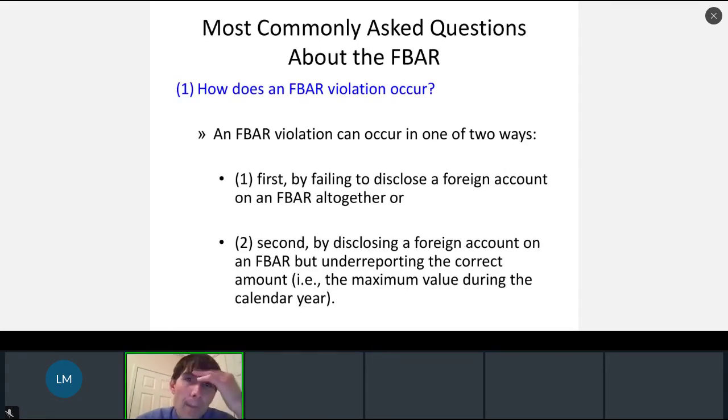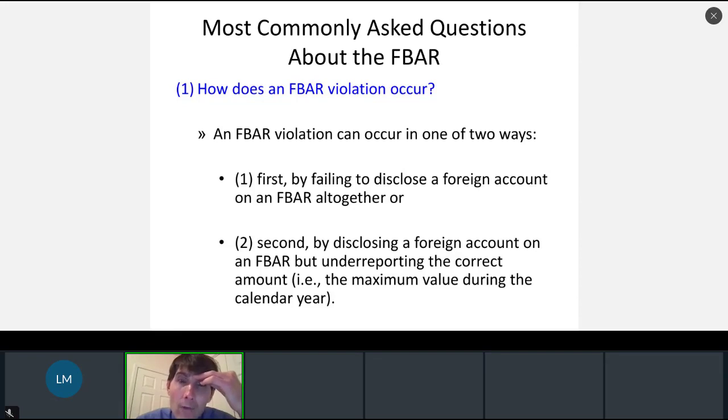These are some of the most commonly asked questions about the FBAR. And why do I take a divergence here? Well, FBAR reporting is a hot topic these days. It's been hot for quite some time, and it gave birth to the IRS's offshore voluntary disclosure program a while back. That program was specifically designed for taxpayers who were out of compliance with their FBAR reporting requirements.